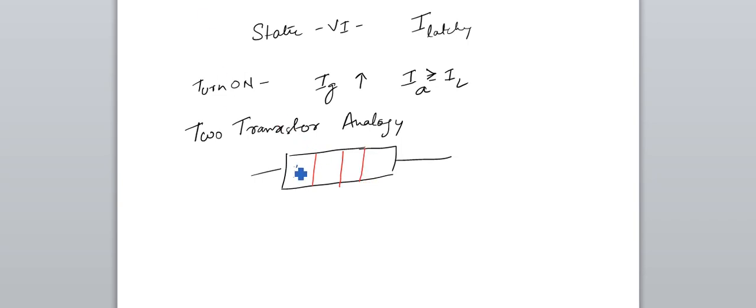So this is P1, N1, P2, N2, and this is your gate. So this is your anode. Better write it like anode. So this is your anode, this is your cathode, and this is your gate.